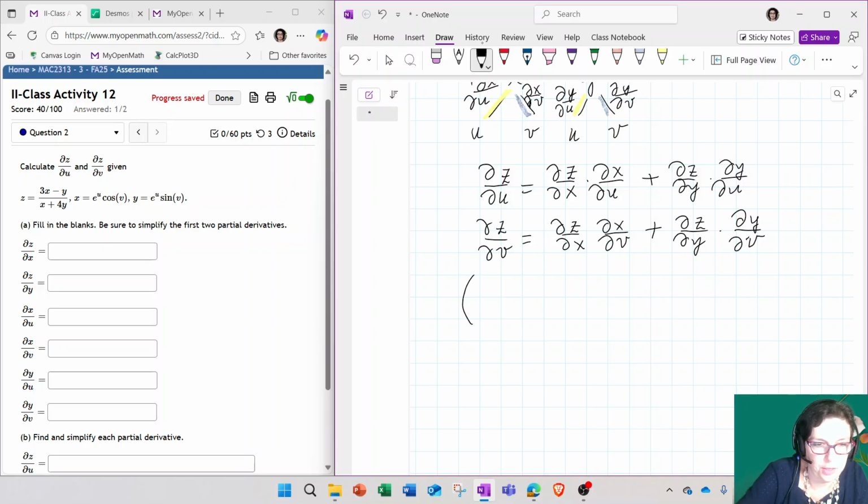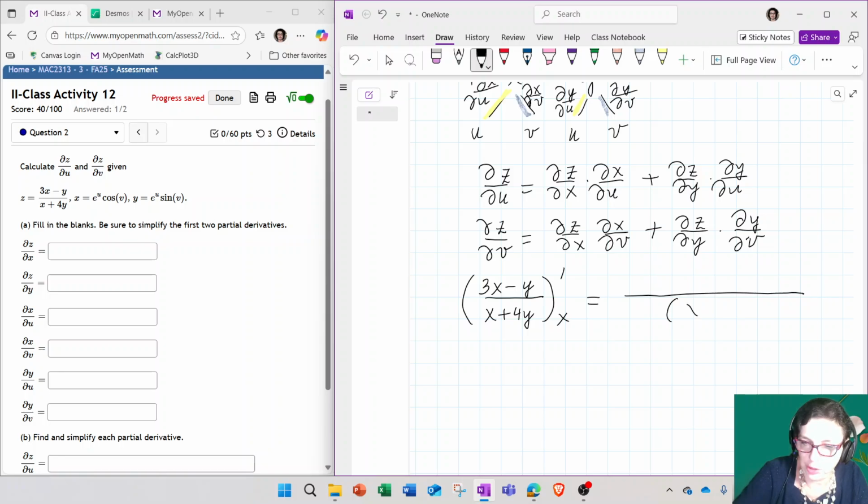So we are taking the derivative of 3x minus y divided by x plus 4y. We are taking the derivative of that with respect to x. So to do that, you're gonna have to use the quotient rule. And quotient rule says you gotta square the bottom. Okay, that's the first step. Then you're going to take the derivative of the top with respect to x.